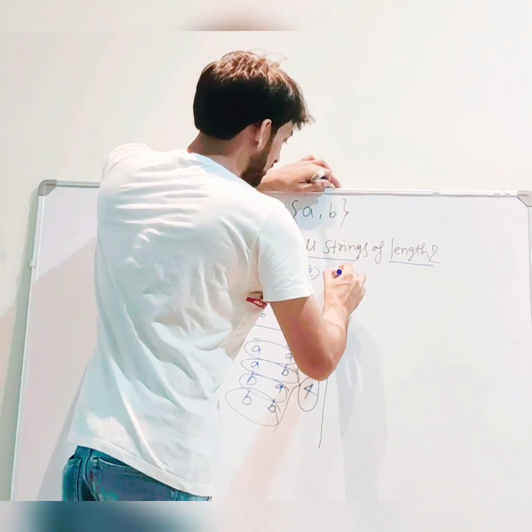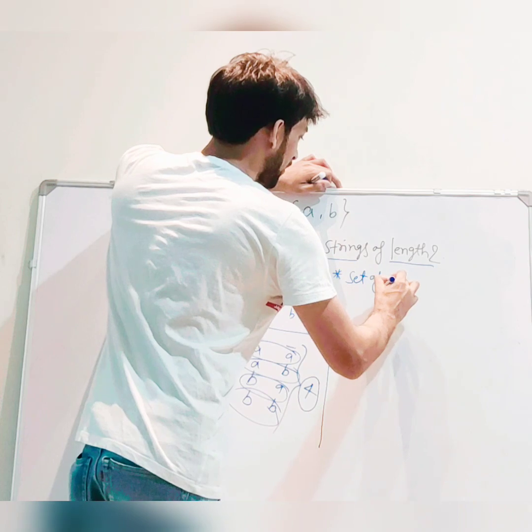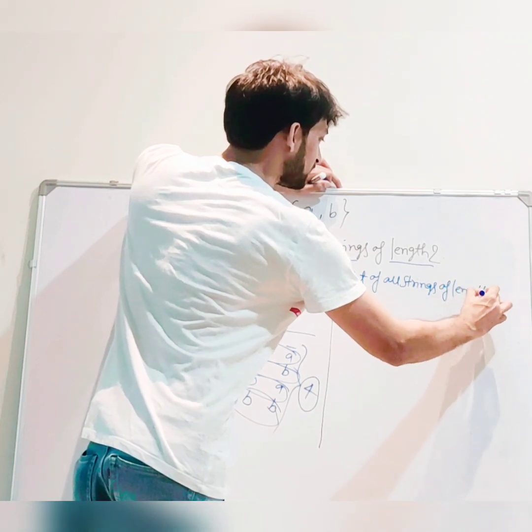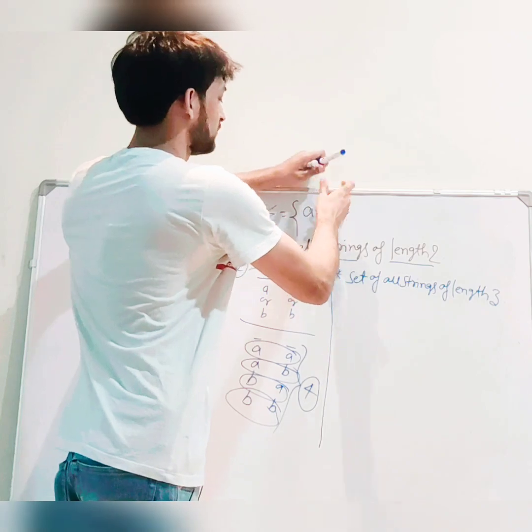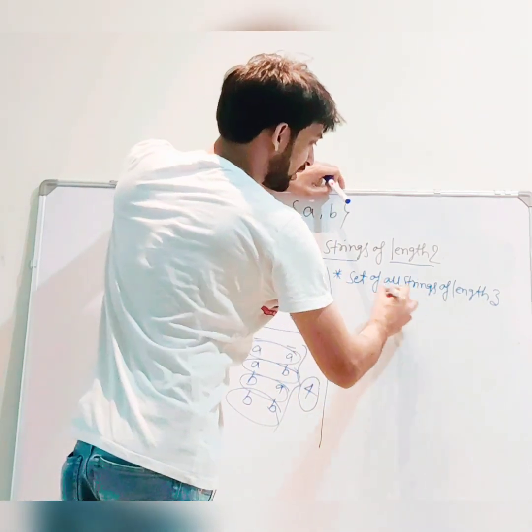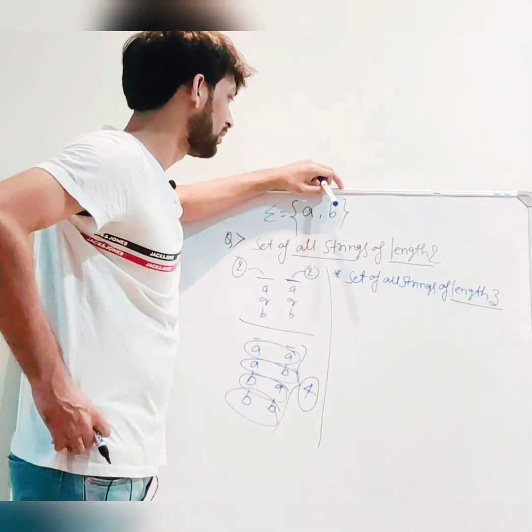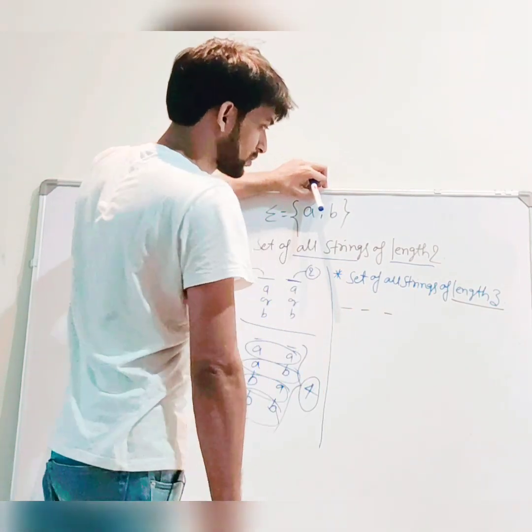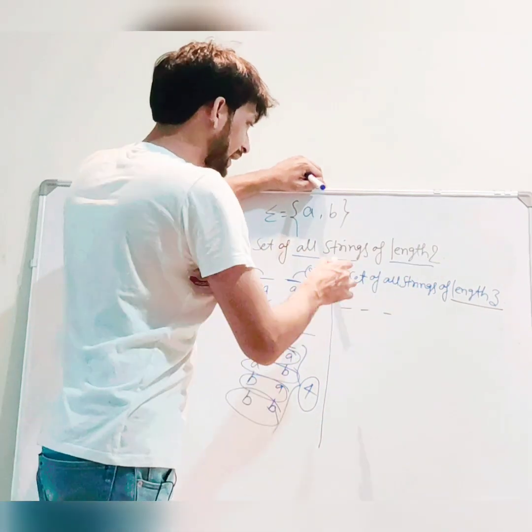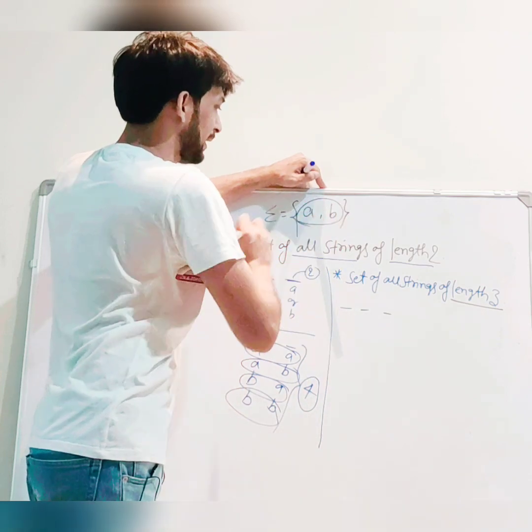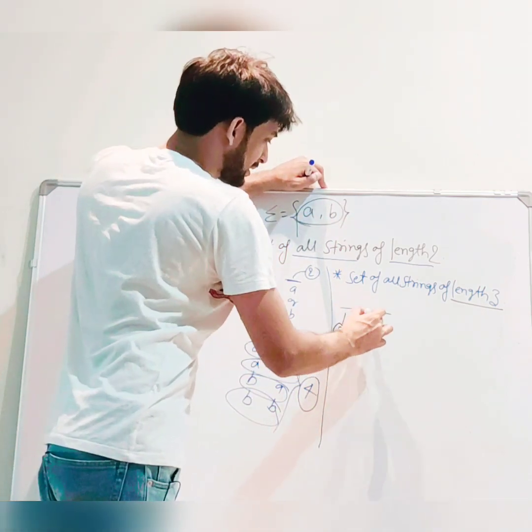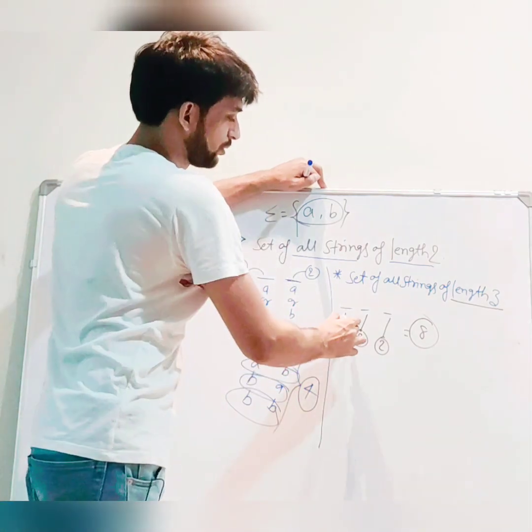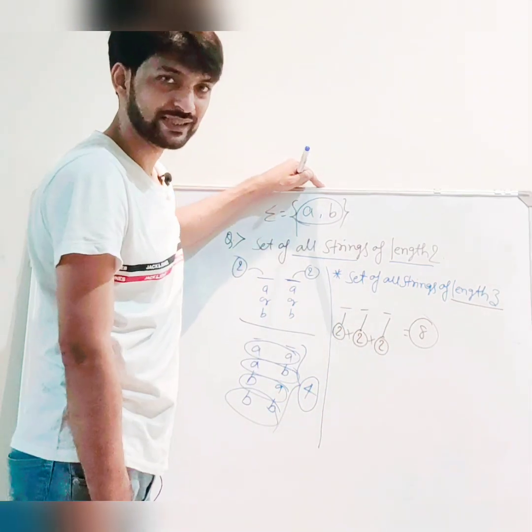Okay, set of all strings of length 3. So I just extend this question. Set of all strings of length exactly 3. So there are 3 blank spaces. Because I want length 3 strings, and each space can be filled with either A or B, right? So this can have 2 choices, this can have 2 choices, this can have 2 choices. Totally the number of strings can be 8. 2 cross 2 cross 2, 2 to the power 3 means 8, right?